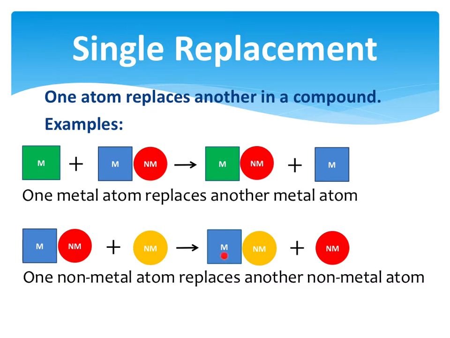But the metal atom is still the same. So in this case, the nonmetal atom or atoms are the same. It's just the metal atoms are different. And in this case, the metal atom is the same, but the nonmetal portion is different. Right? So let's see how this works in real life with some real life examples.